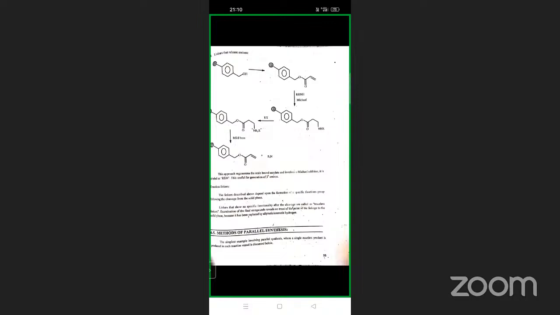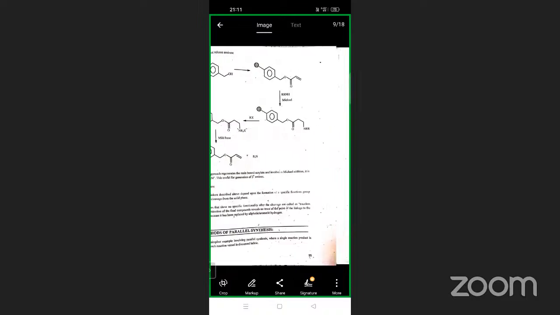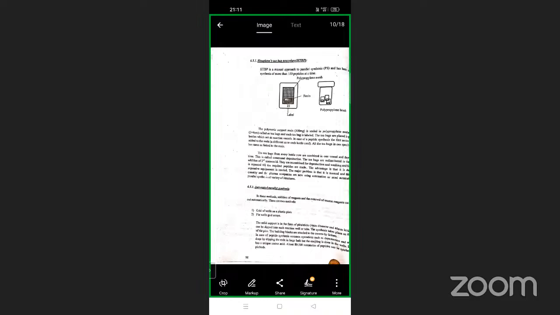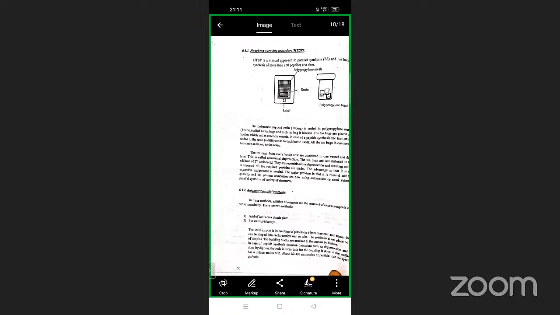Yeah. So first we will see the methods of parallel synthesis. In parallel synthesis also there are different methods. A very important method is the Horton tea bag method, HTBP. It's very important from the exam point of view. Every year this question is repeated.